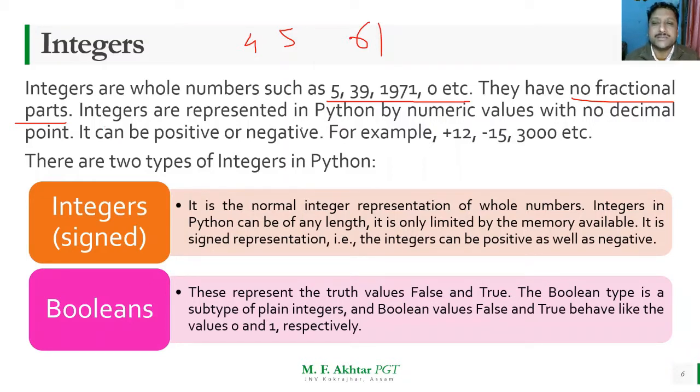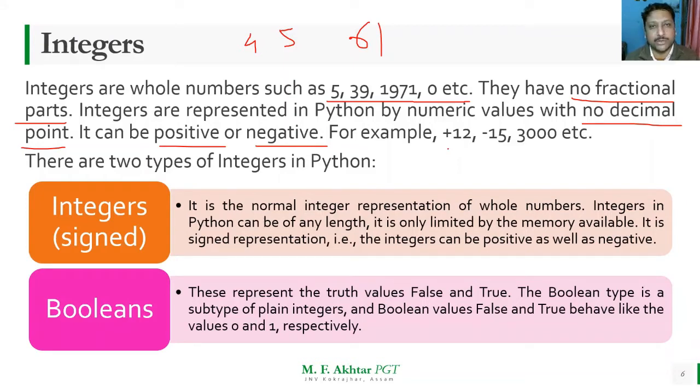Now integers are represented in Python by numeric values with no decimal places. We need not put any decimal places, not even 0.0. It can be a positive number or a negative number. For a negative number we have to put a minus symbol, and for a positive number we need not put any symbol. If we put a symbol, there is no harm.